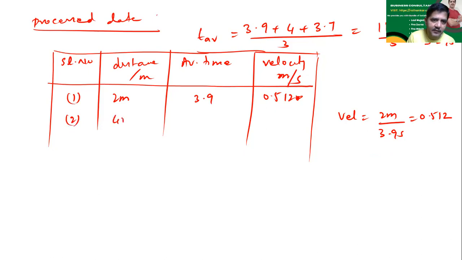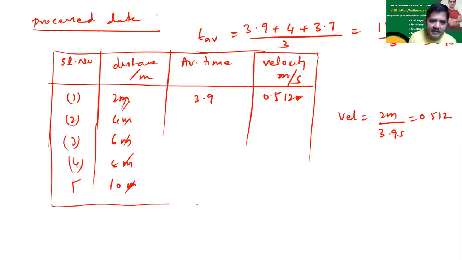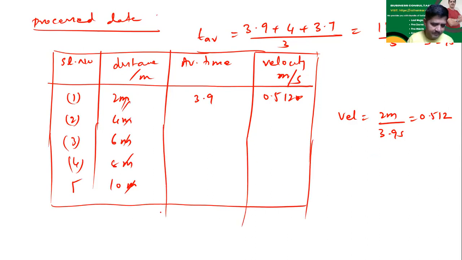Then the next one is 4 meters, 6 meters, 8 meters, 10 meters. I'm sorry, this meter should not arise here because I have already written it in the heading, so I should not write it again, right? So there is a way to write the table. Anything is not permitted in an experiment while you record it, right?